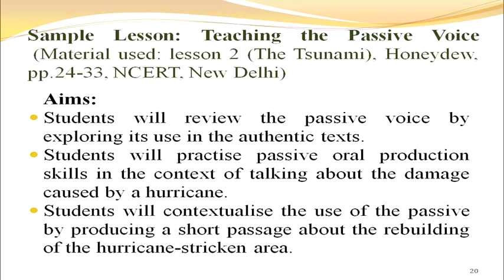The material is from a book called Honeydew by NCERT, and this is the second lesson. So our aims are: students will review the passive voice by exploring its use in the authentic texts. Students will practice passive oral production skills in the context of talking about the damage caused by a hurricane. Students will contextualize the use of the passive by producing a short passage about the rebuilding of the hurricane-stricken area.